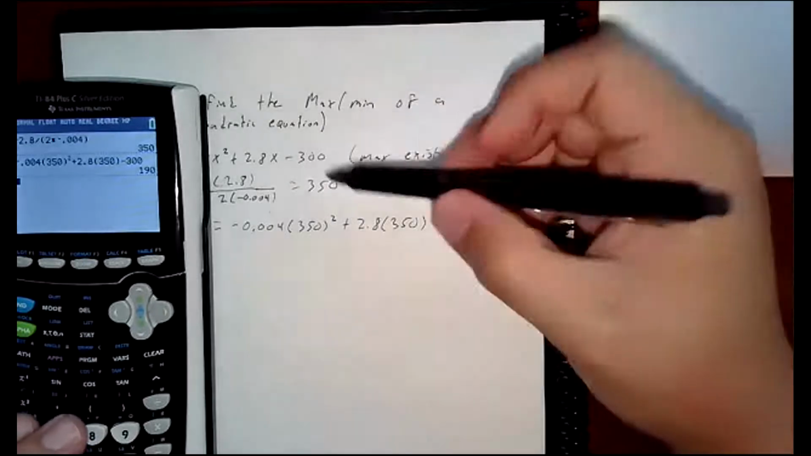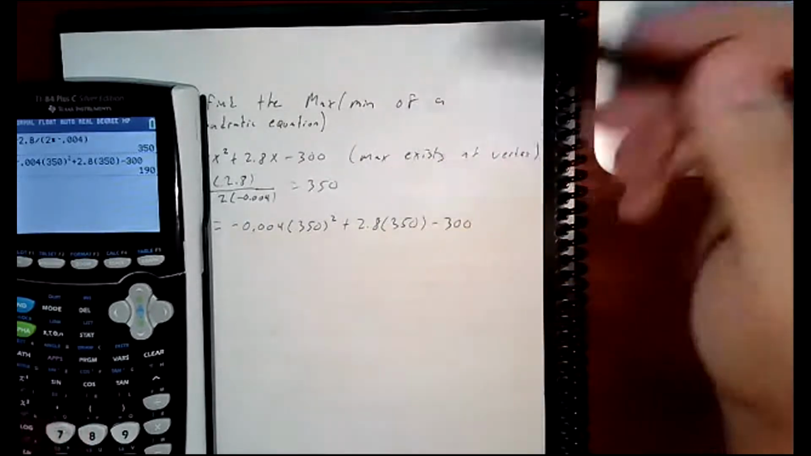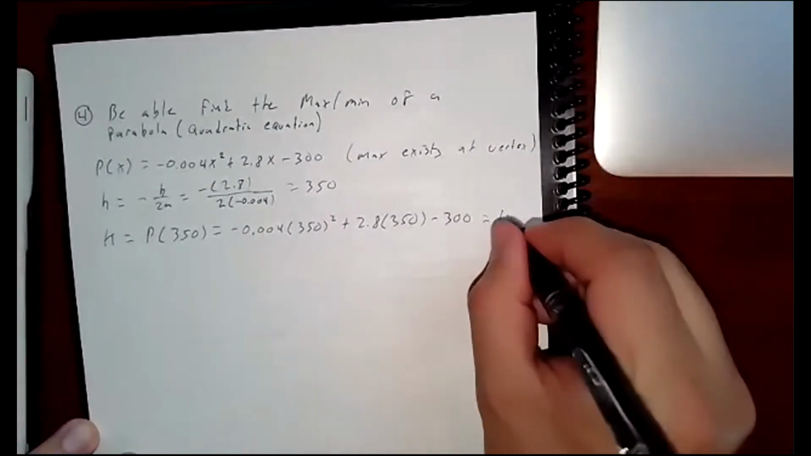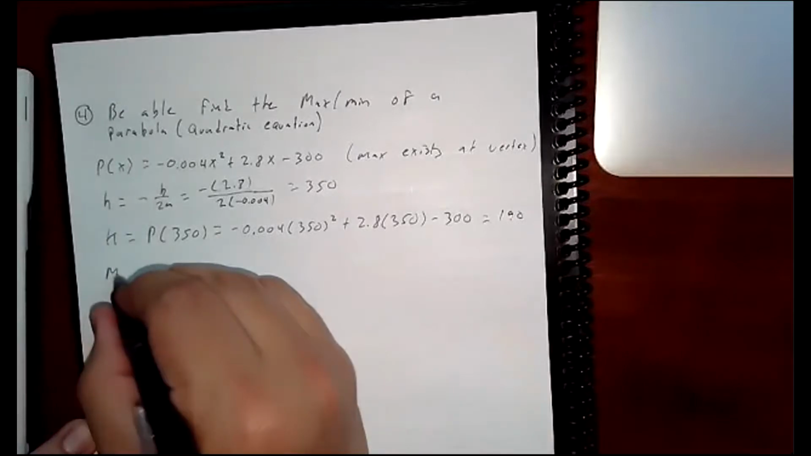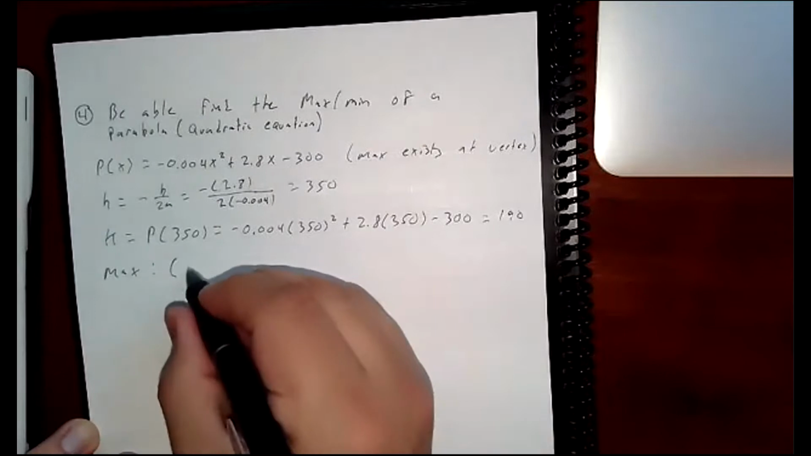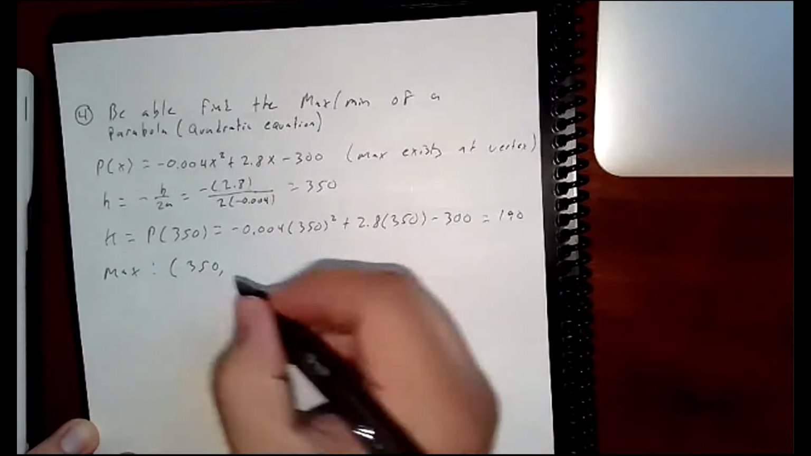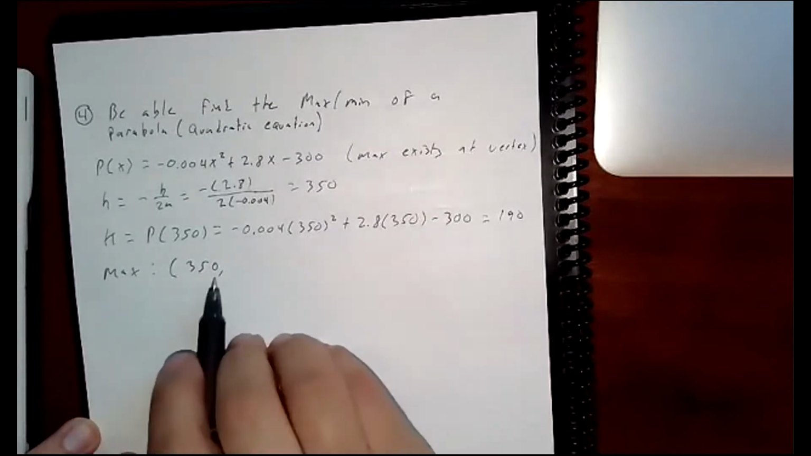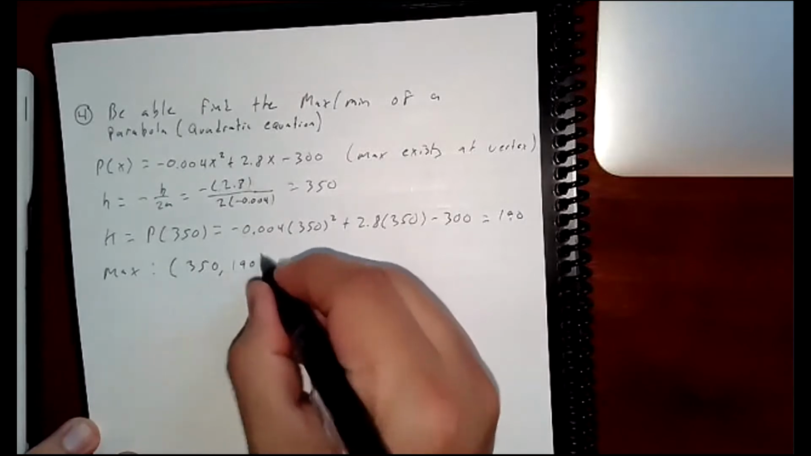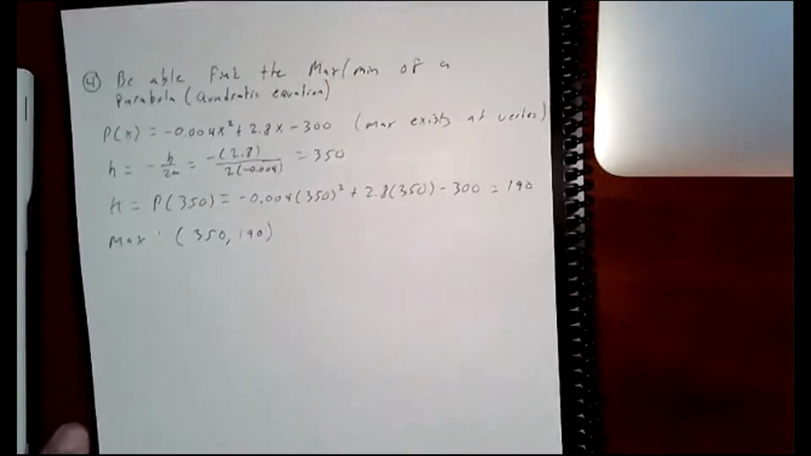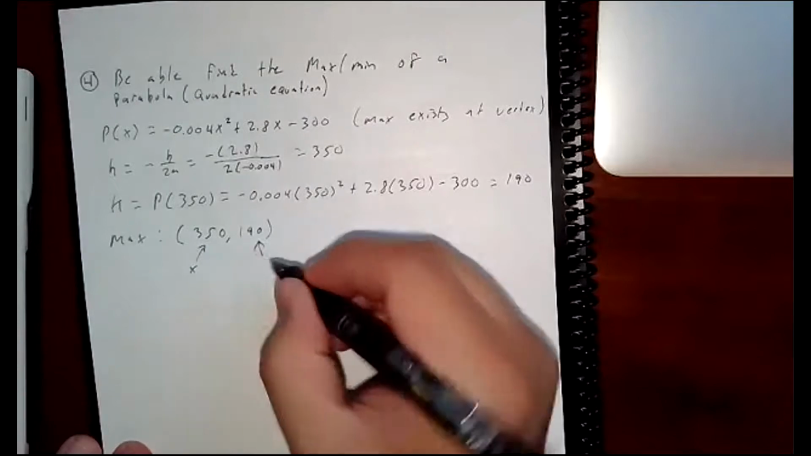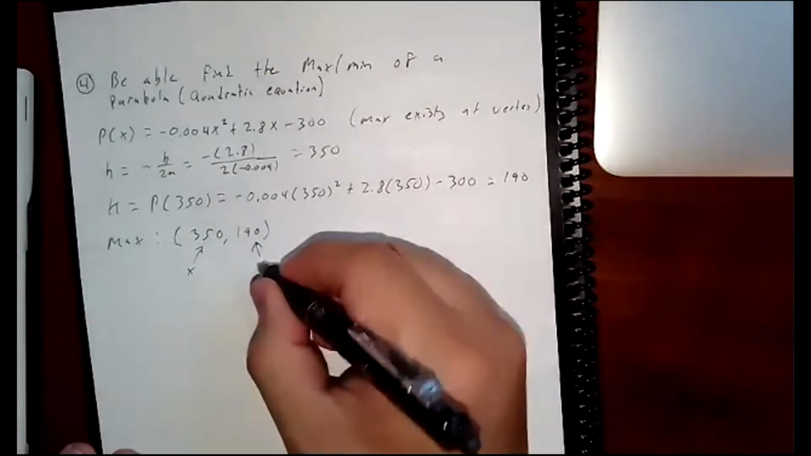Let's just plug it in, and we should get the y value. So that is 190. So the maximum profit happens at 350 units or items, whatever we're making or selling, and you get $190 or whatever. Right, so this is X and this is Y units.